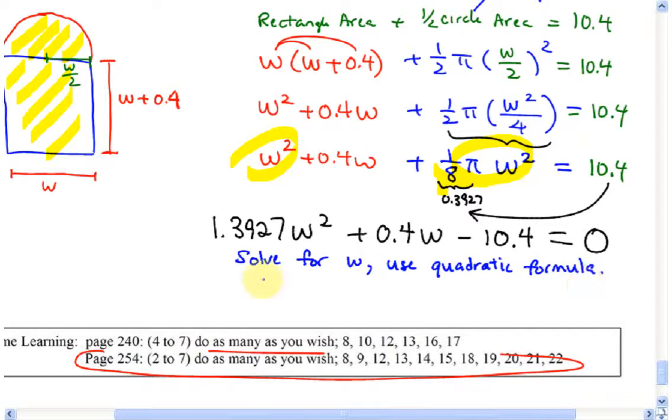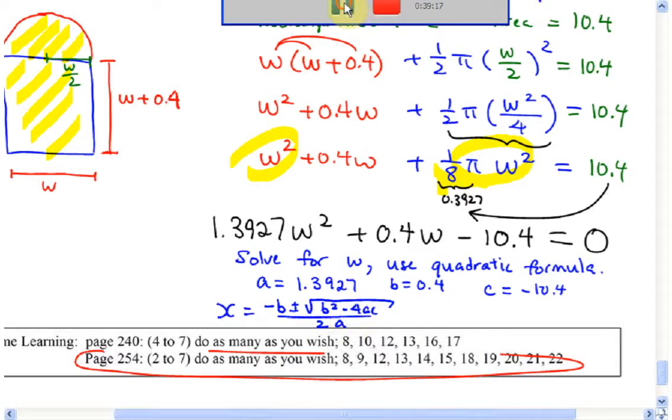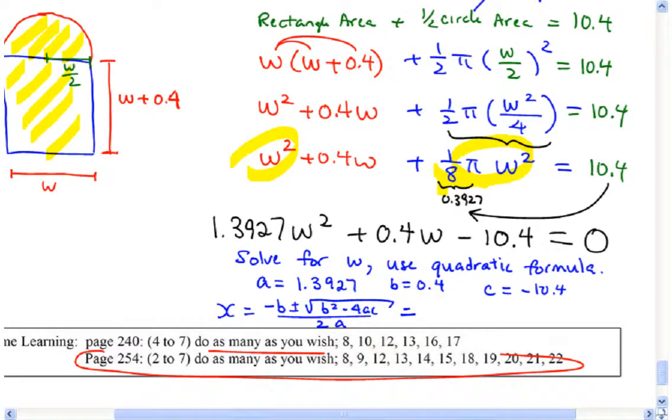Okay, ladies and gentlemen, you finish this off, please. A is 1.3927. B is 0.4. C is negative 10.4. Plug it into the formula, and let's see what you get. I won't do it for you, but can someone just tell me what the answers are here? I heard there are two answers. One of them was 2.8? Okay, I better do this.